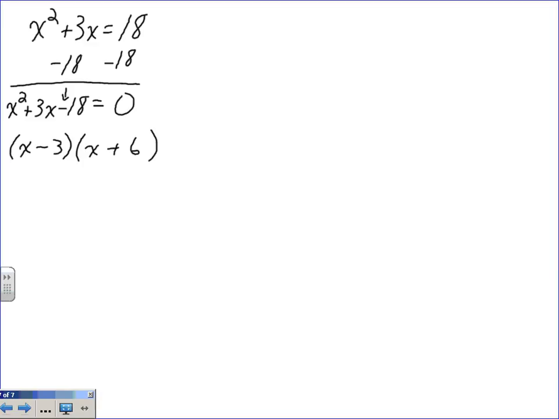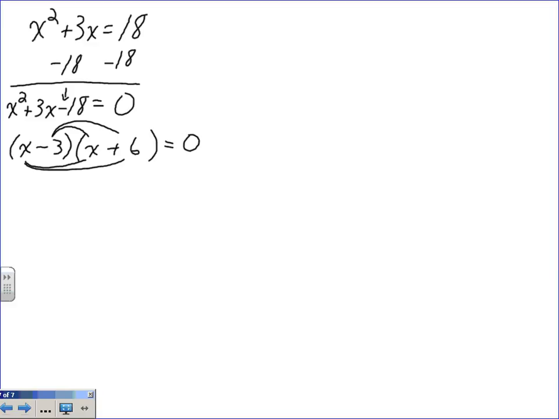Look, if I use FOIL, x times x is x squared. X times 6x is a positive 6x. Minus the 3x gives you 3x in the middle. And negative 3 times 6 is negative 18. And of course that equals 0.